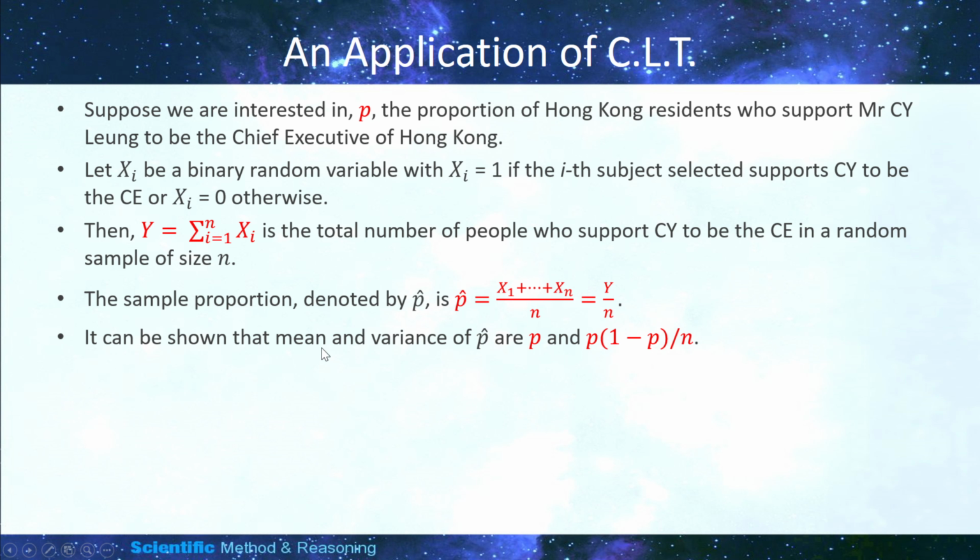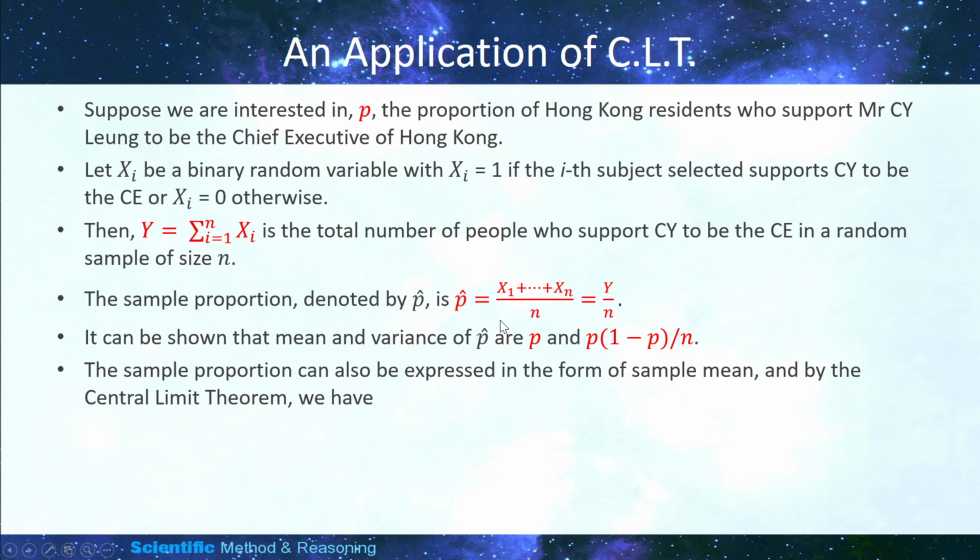And then we can show that the mean and the variance of the sample proportion are P, and P times (1 minus P) over n. Now notice that P hat represents the sample proportion and P represents the unknown population proportion. The mean of the sample proportion is the true population proportion, and the variance of the sample proportion is given by P times (1 minus P) over n.